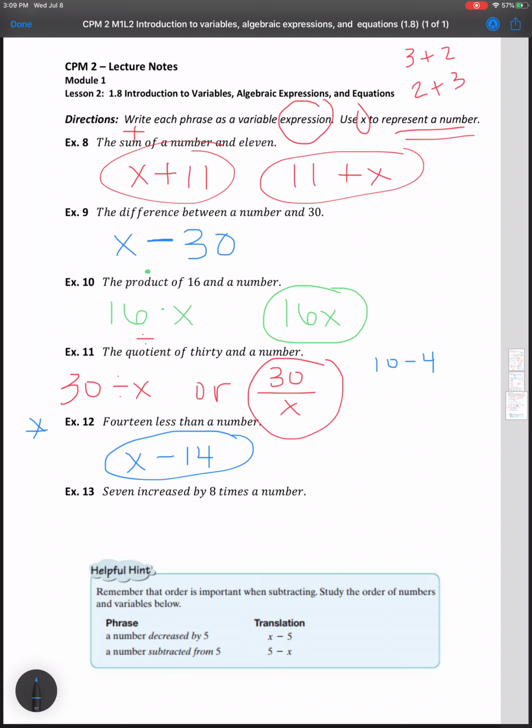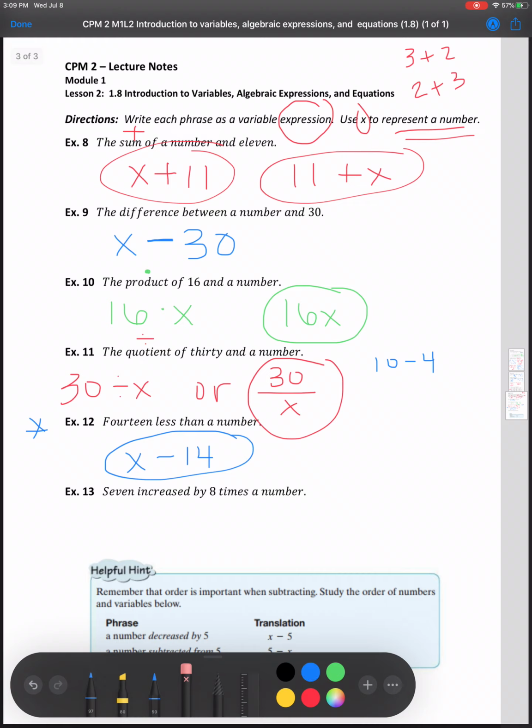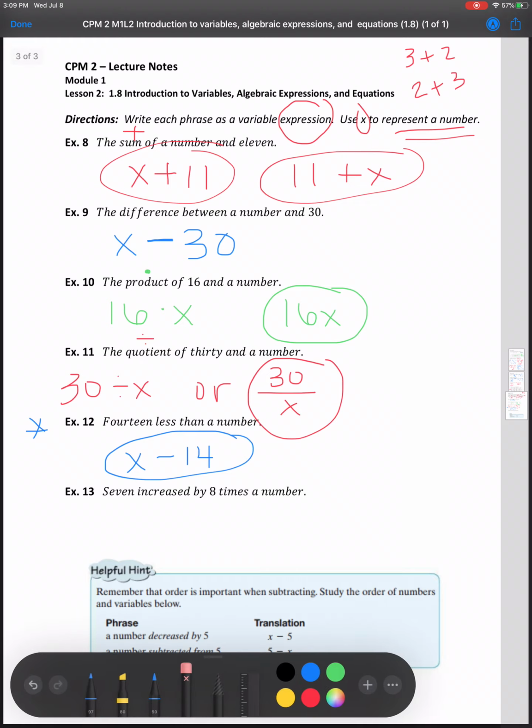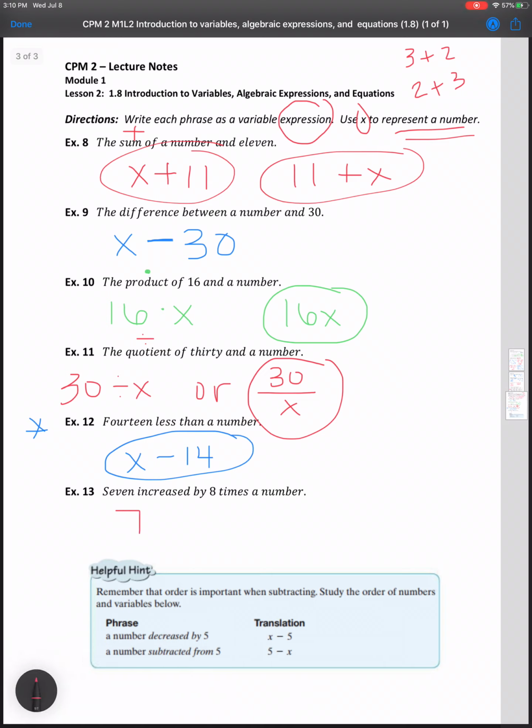13, 7 increased by 8 times a number. So here we have 7 increased by, so we know 7 increased by means 7 plus 8 times something I don't know. Could I have written it like this? Do these mean the same thing? Yes, they do. Either way is just fine. That is lesson 2, section 1.8.